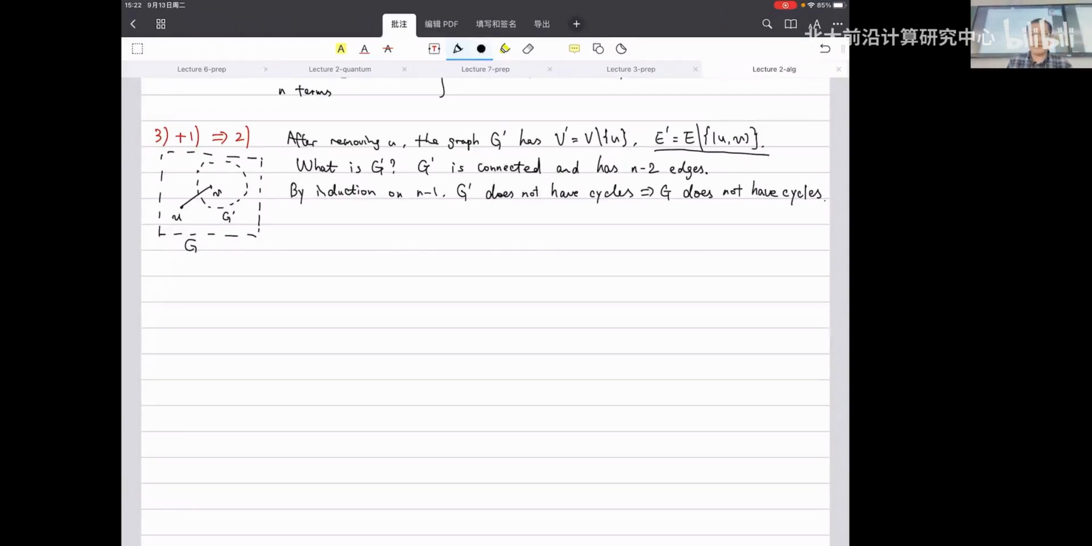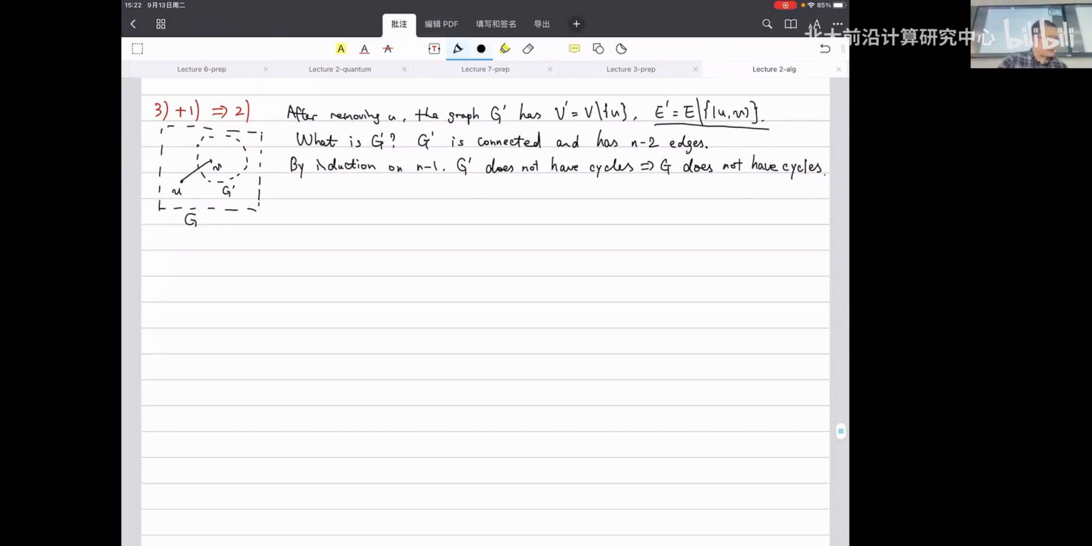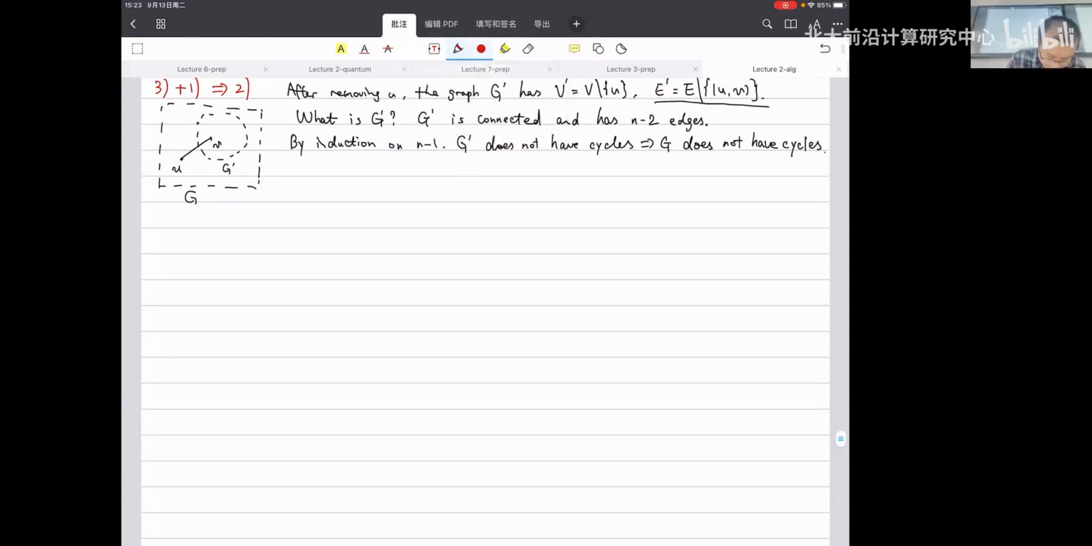And therefore, we make the argument that 3 + 1 is going to imply 2 here. Any questions? Okay. So I guess this argument is relatively clear, and let's also see the other one, that is actually 3 + 2 + 1 here.